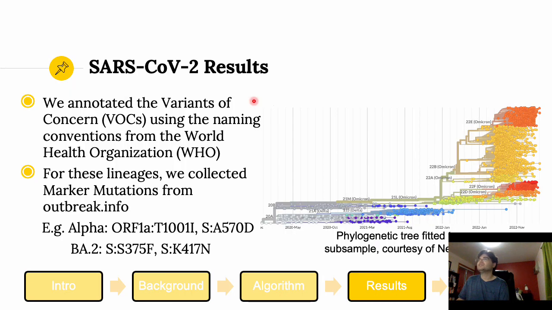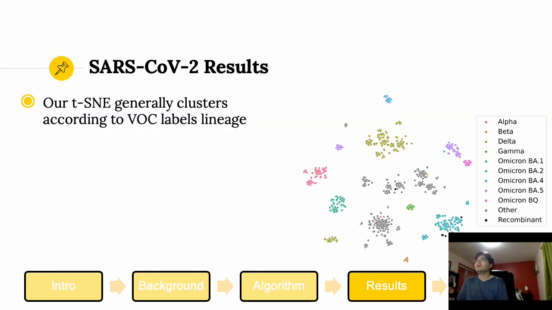We annotated the variants of concern using the naming conventions from the World Health Organization. For these lineages, we collected marker mutations from outbreak.info. And on the right, you can see a phylogenetic tree that was fitted to a subsample provided by Nextstrain. So we plotted our t-SNE embeddings, and what we can immediately see is that our t-SNE generally clusters according to the variants of concern labels.